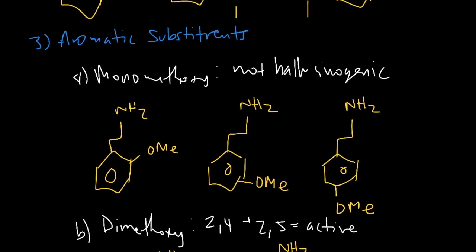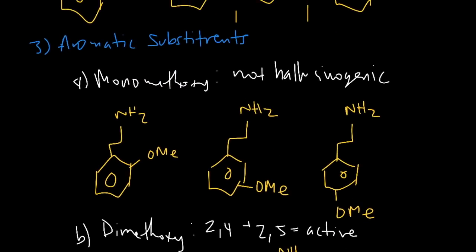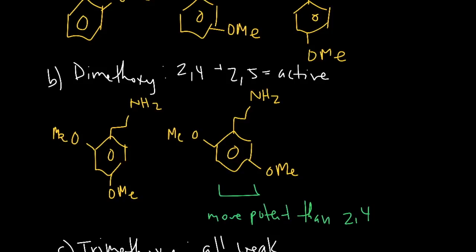Aromatic substituents. Monomethoxy groups are not hallucinogenic. So adding one methoxy group or one ether group, either at the ortho, meta, or the para position, does not make the compound hallucinogenic. Adding the methoxy groups at the 2 and 4 position or the 2 and 5 position make them active.